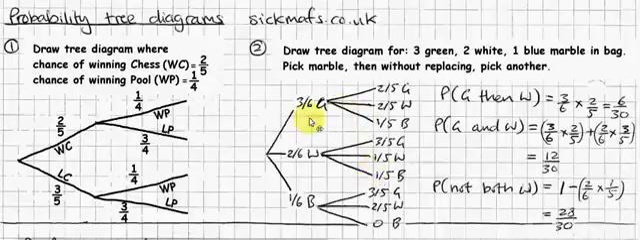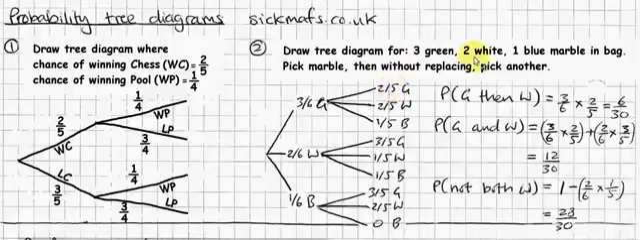Okay, now if I pick a green in the first pick, that means I've got only 2 greens left in the bag, 2 whites and 1 blue. Okay, so I've lost a green, and that also means it actually affects the overall total of marbles, of course. I've only got 5 marbles left. Okay, so that means the probability of getting a green here after I've picked a green is 2/5, because I've got 2 greens out of a total of 5 marbles.